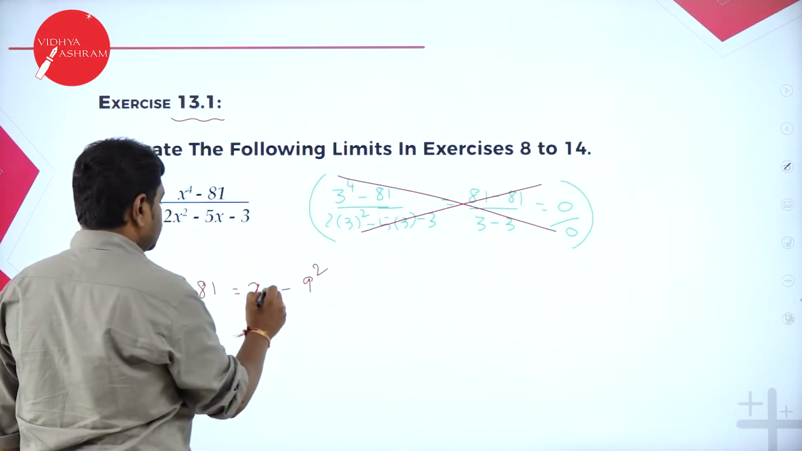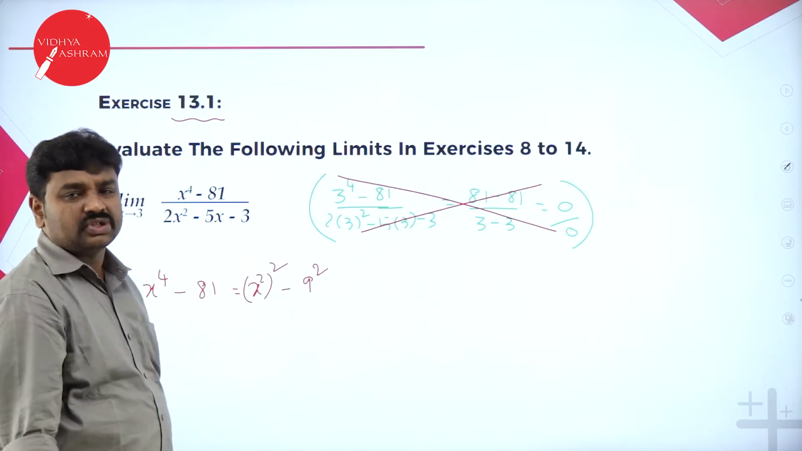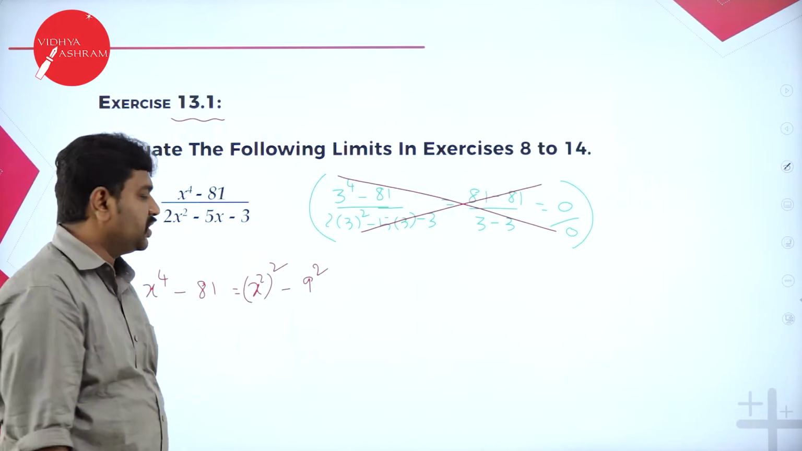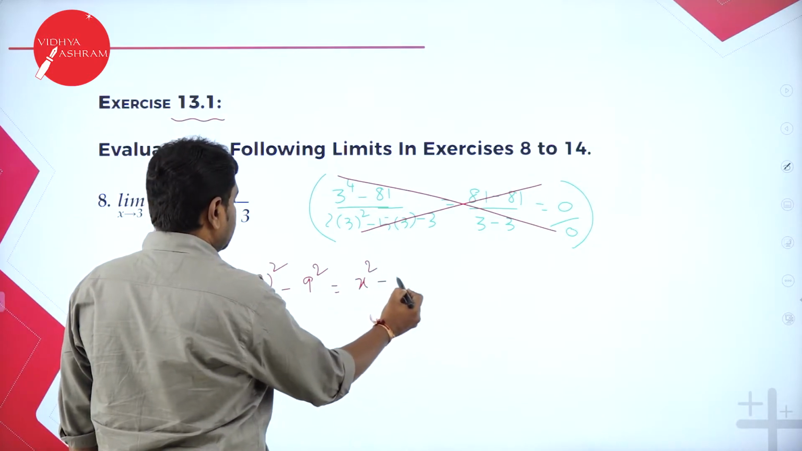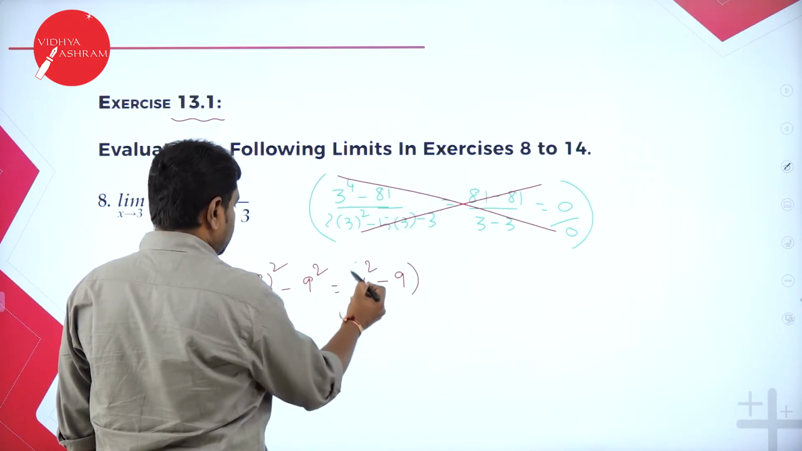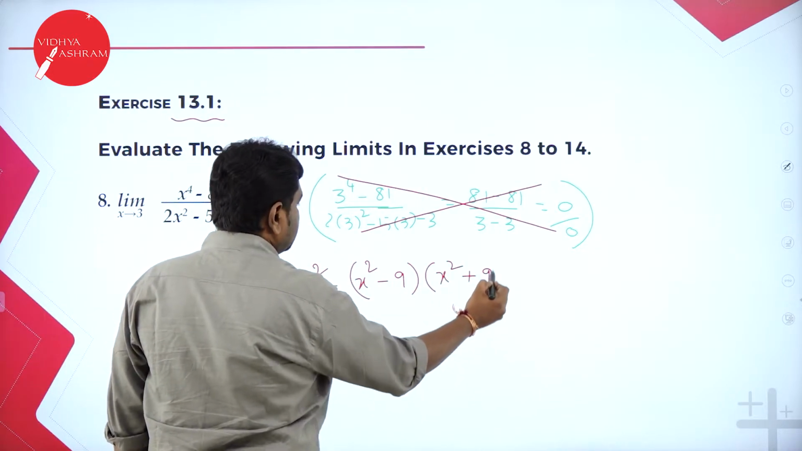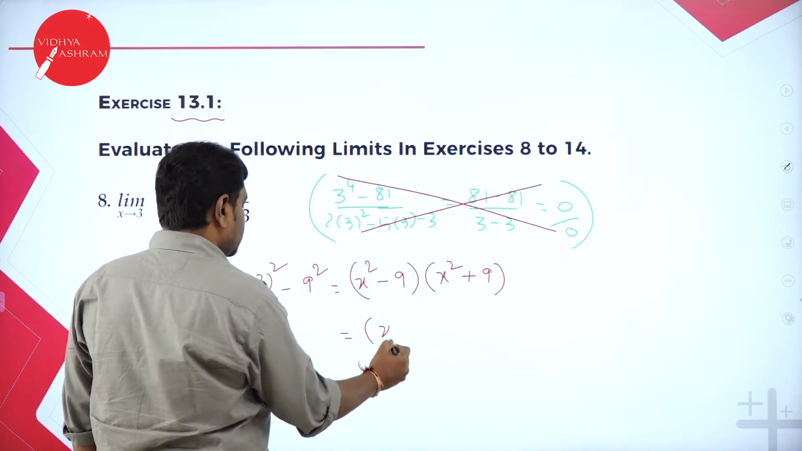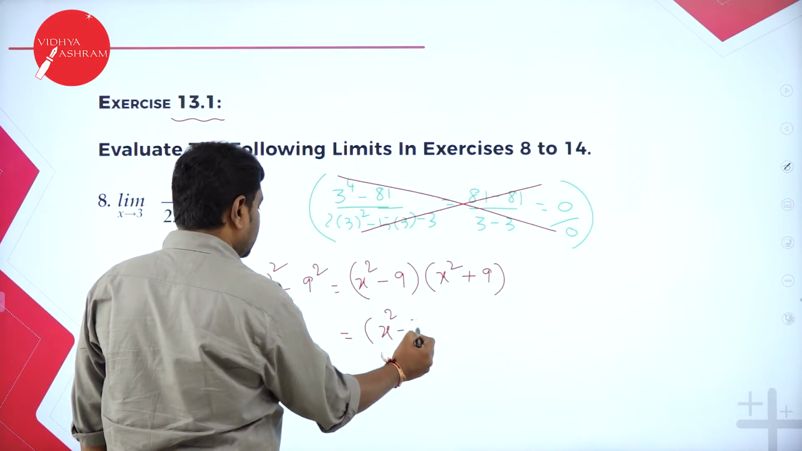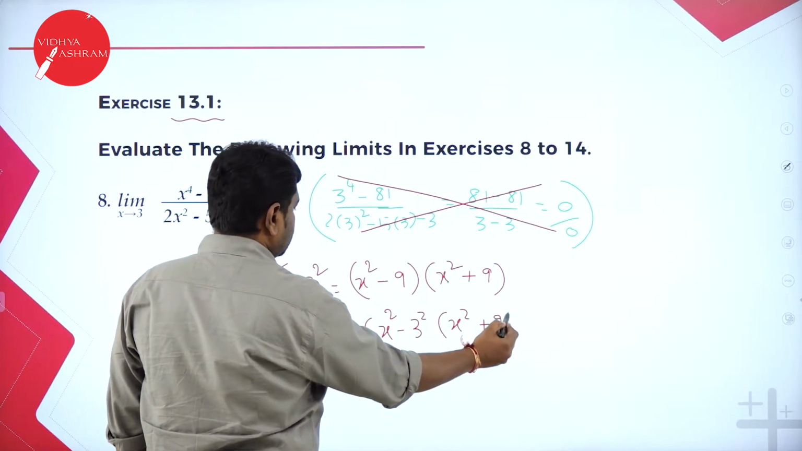So I'll write it as x square whole square. So it is in the form a square minus b square. A square minus b square is a plus b into a minus b. Further, you can write it as x square minus 9 into x square plus 9. You cannot simplify x square plus 9, but this again you can simplify. Can I write this as x square minus, instead of 9 I'll write 3 square, and this term let it be x square plus 9.